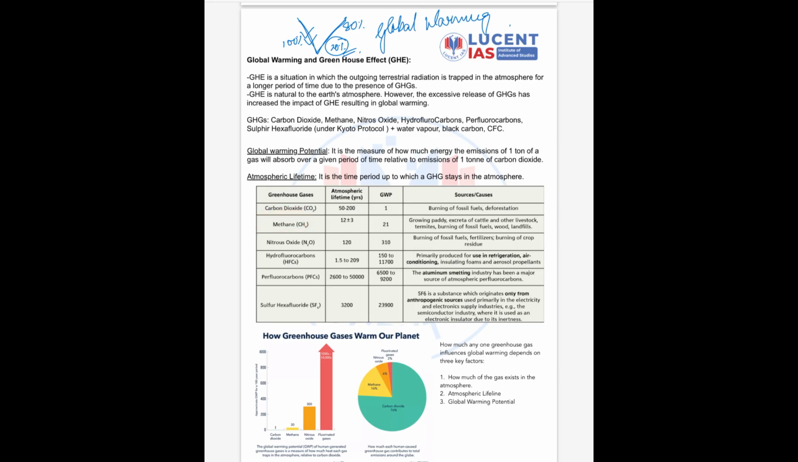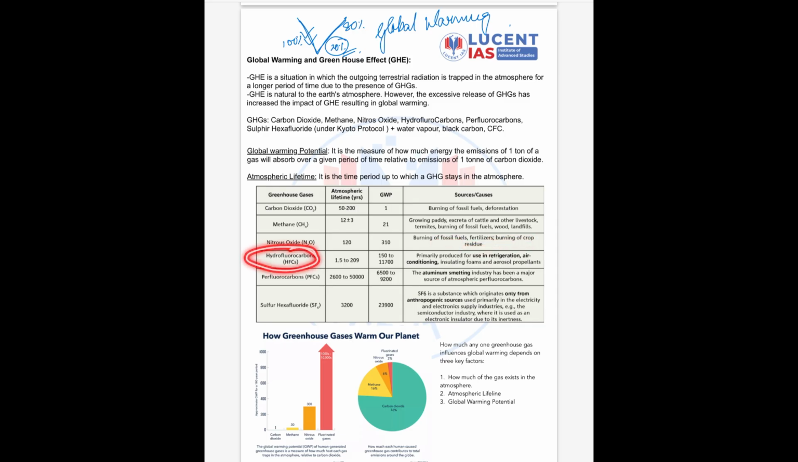Methane, what is the atmospheric lifetime? 12 plus minus 3. Global warming potential, meaning how much more energy it releases compared to carbon dioxide, is 21. Where do we get methane from? Where does methane emission come from? Growing paddy, excreta of cattle and other livestock, termites, burning of fossil fuels, wood, landfills, etc. Then nitrous oxide, atmospheric lifetime is 120 and global warming potential is 310. Burning of fossil fuels, fertilizers, burning of crop residue, etc.